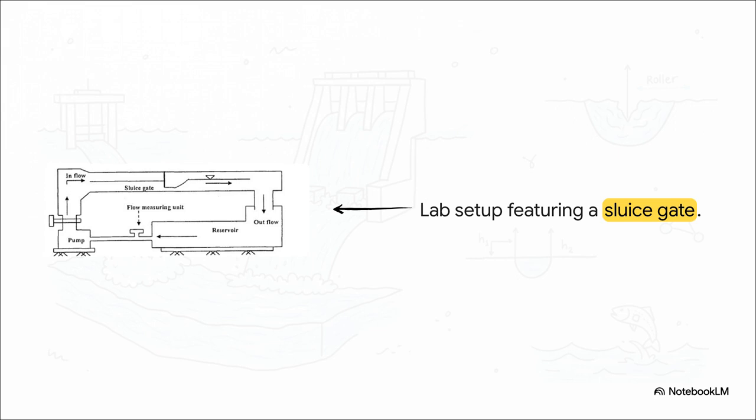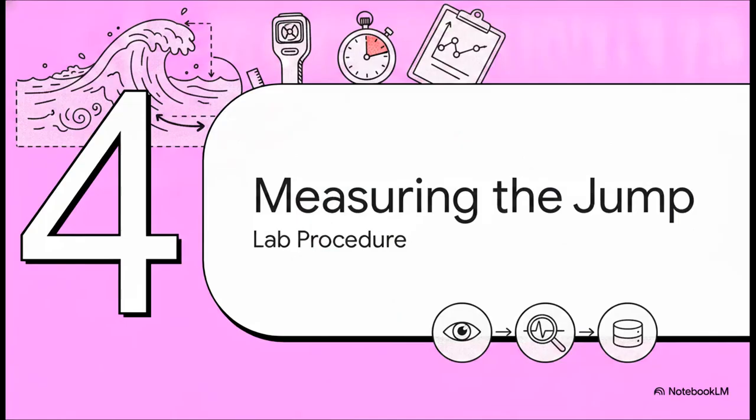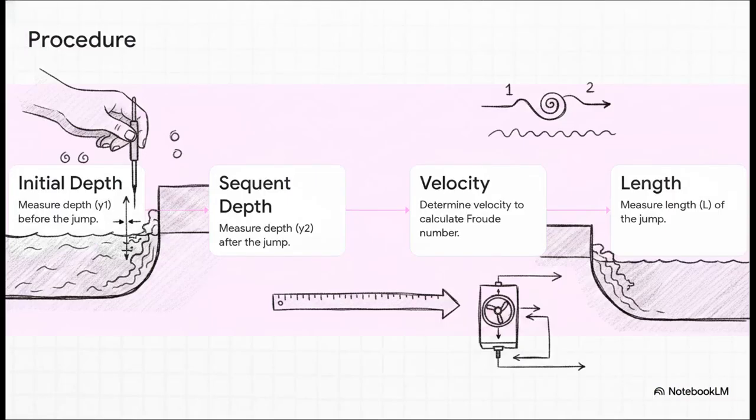As this super fast water travels down the flume and hits the slower moving water, which we control with a downstream tailgate, boom! We induce that fast to slow water collision right before our eyes. Which brings us to Section 4, Measuring the Jump. The lab procedure here is actually beautifully systematic.